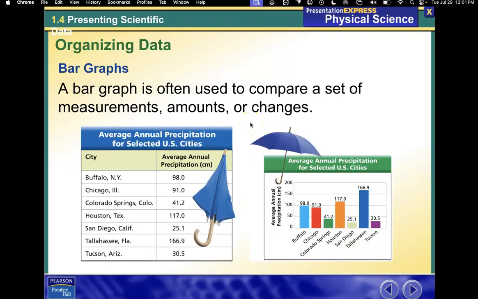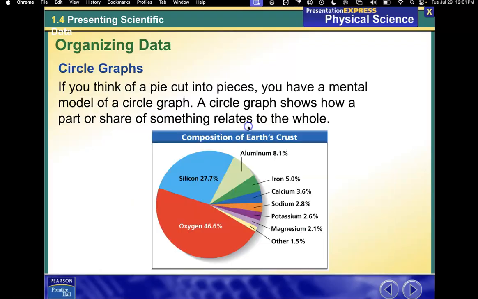Organizing data, bar graphs. A bar graph is often used to compare a set of measurements, amounts, or changes. So, as you can see, Buffalo is here, Chicago is here, and then you can very quickly look and see Tallahassee has the greatest average annual precipitation, and San Diego has the smallest. Instead of looking at the numbers, you use the bar graph to show that data.